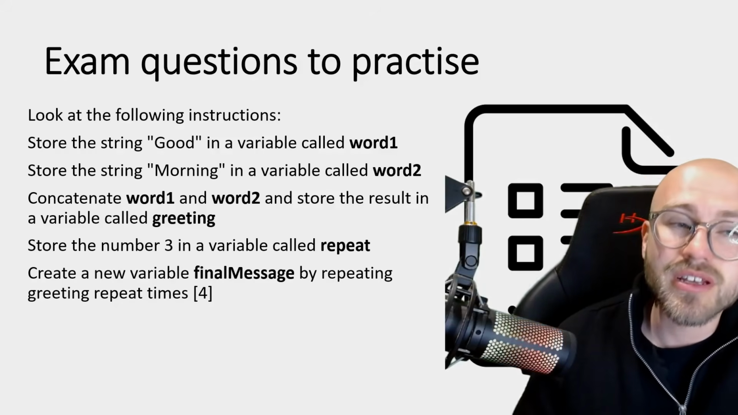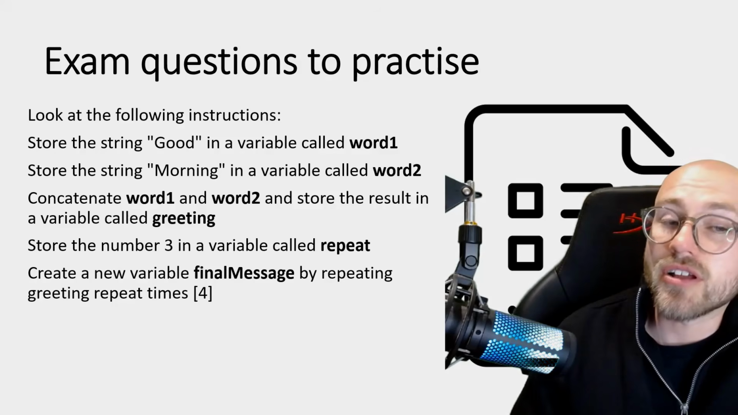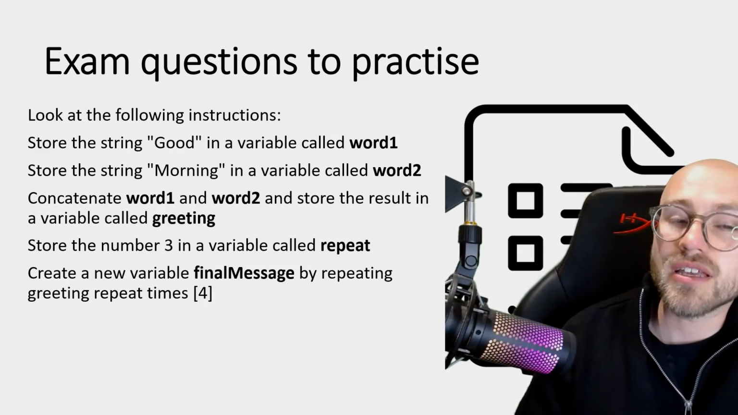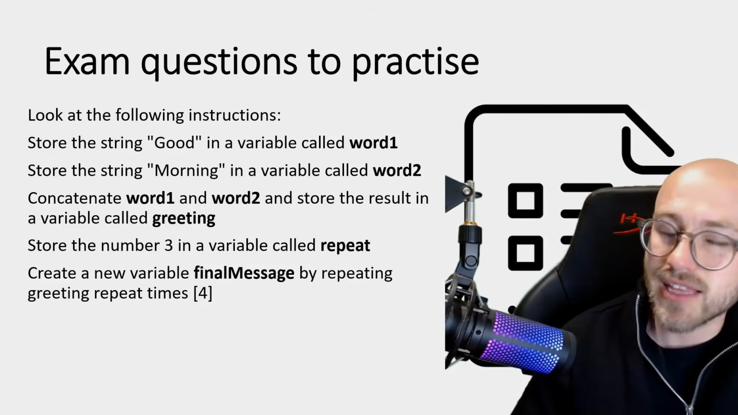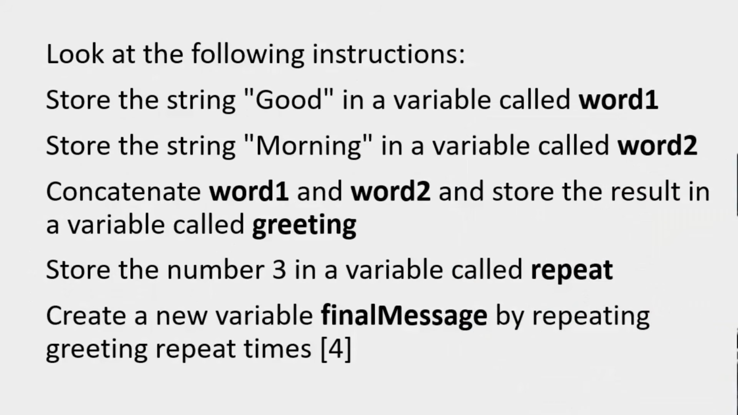Here's a little bit extra though. Store the number 3 in a variable called repeat. Then we're going to create a new variable, finalmessage, by repeating the greeting repeat times. That's not a typo. Don't forget we've stored the number 3 in the word repeat.